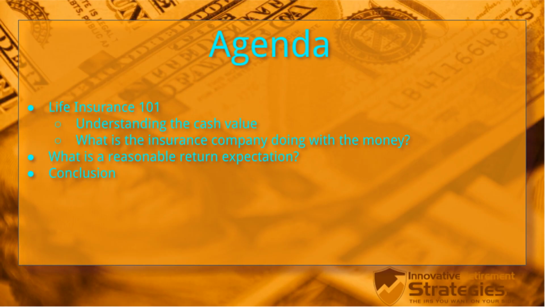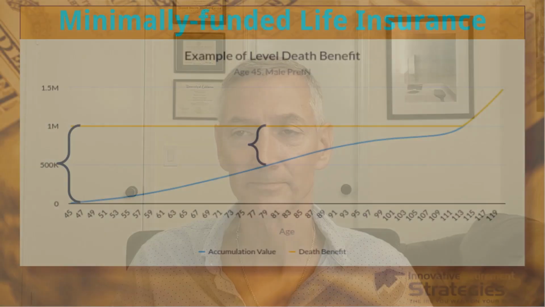So what I want to do today is simply cover the basics of what I call Life Insurance 101. We're going to talk about what the cash value of a life insurance policy represents, and secondly, what the insurance company is doing with the money and how they're crediting the interest, so that you have an understanding of that. And then finally, we'll circle back and I'll show you some numbers. We'll do some playing around with data to figure out what is a reasonable return expectation for an index universal life. And then we'll wrap things up. So, all right, let's get started.